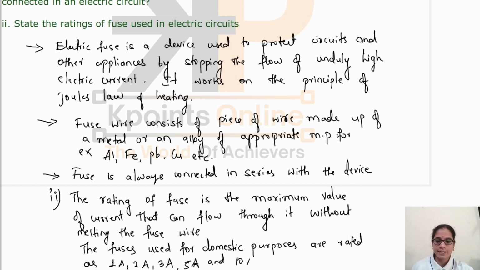and 10 amperes, etc. Suppose if the fuse has the rating of 2 ampere, 2 ampere of current can flow through this fuse without melting the fuse wire. If more than this specified amount of current flows through that fuse, then the melting of that wire will take place, which will cause the circuit to break down. So these are some important questions and PYQs including the numericals of the chapter electricity.